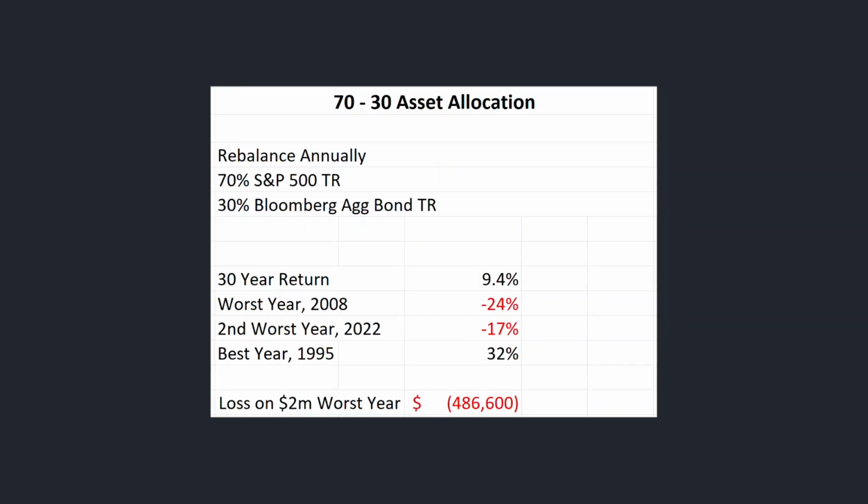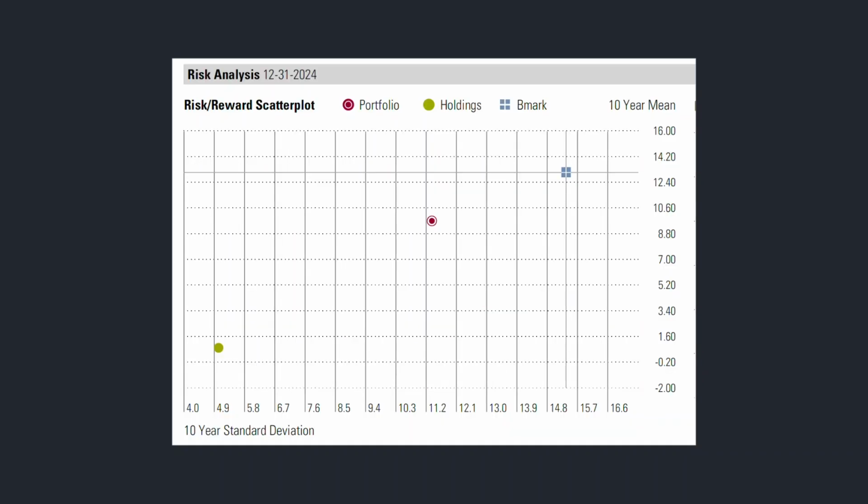Here are the stats on a 70-30 equity to fixed asset allocation for the last 30 years. Rebalance annually, 70% S&P 500 total return, 30% Bloomberg aggregate bond total return, 9.4% compound total return over the last 30 years. Worst year, 2008, minus 24%. Second worst year, 2022, minus 17. Best year, 1995, plus 32%. In the worst year, if you had $2 million in the portfolio, you lost $486,000.